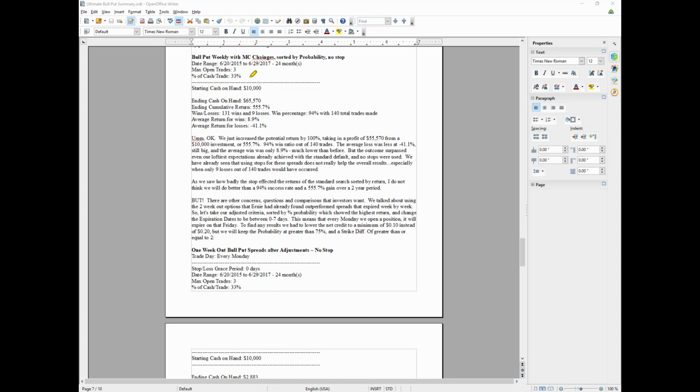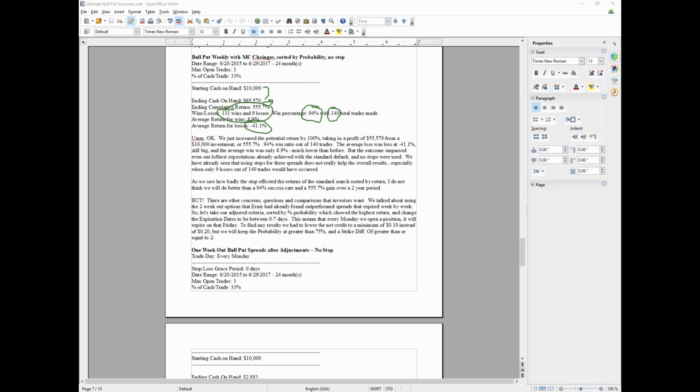This is actually a write-up I did. Same 2-year period, highlighter does not show up well. 24 months. I was able to use that same stock criteria and the same option criteria for bull puts, 8 to 17 days out and more. And the cash on hand, instead of being ending amount of 56,000, was 65,570 with a 94% win ratio. Same 140 trades were made, but this time we had only 9 losses over the course of the 2-year period, and the average loss was only 41.1%.